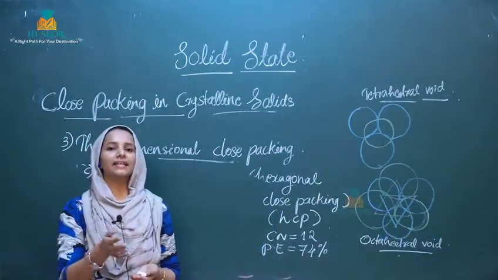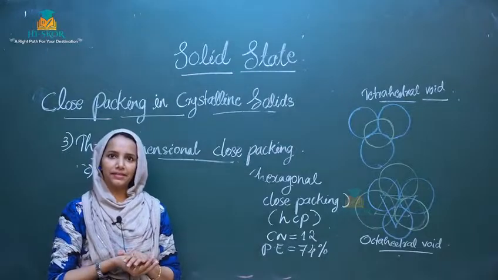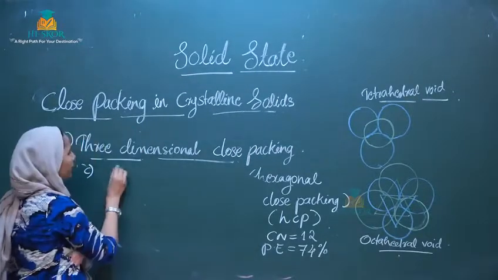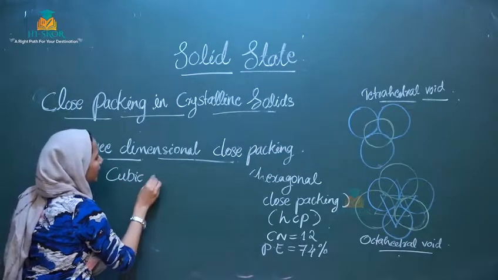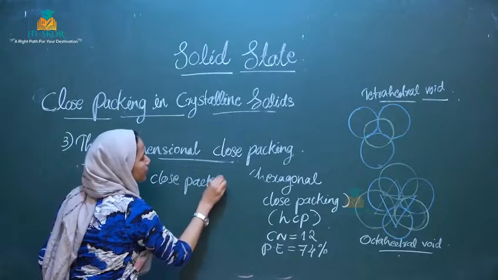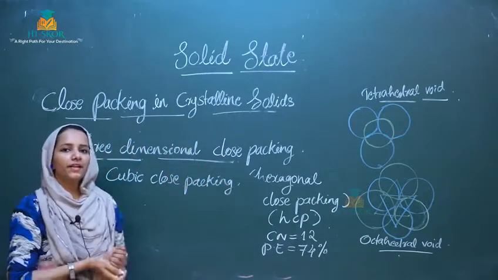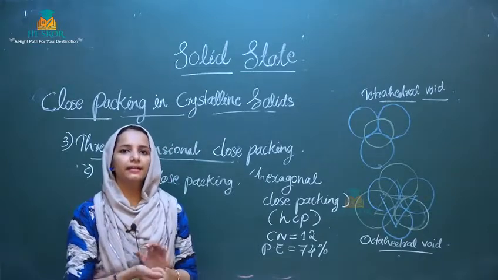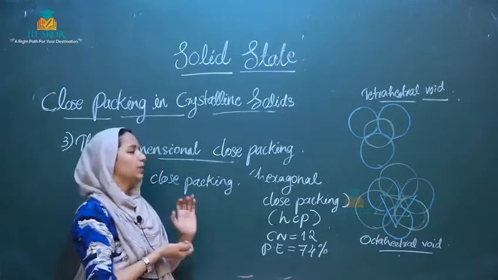Okay, so you can see that the fourth layer will be the repetition of the first layer. Such type of packing is called cubic close packing. What is that? Cubic close packing. So, when you fill or cover the D void of the second layer, you will get a packing that is what we call cubic close packing.